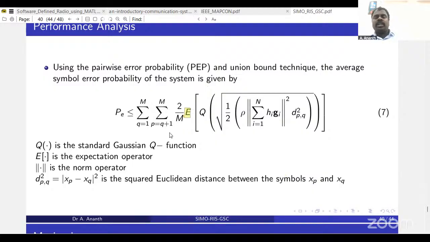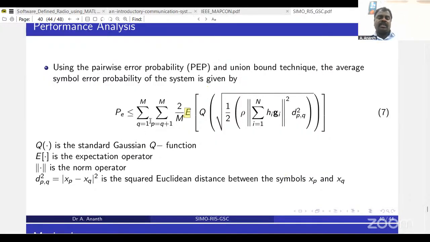And this is the union bound technique: summation q equal to 1 to M and summation p equal to q plus 1 to M. It indicates that we are taking into account all the possible symbols. Say you have BPSK, two symbols, X1 and X2. Here, what are the two possibilities of error? One is that the transmitted might be X1, but you might have detected as X2. Similarly, the transmitted might be X2, but you might have detected as X1. So we are trying to take all possibilities.